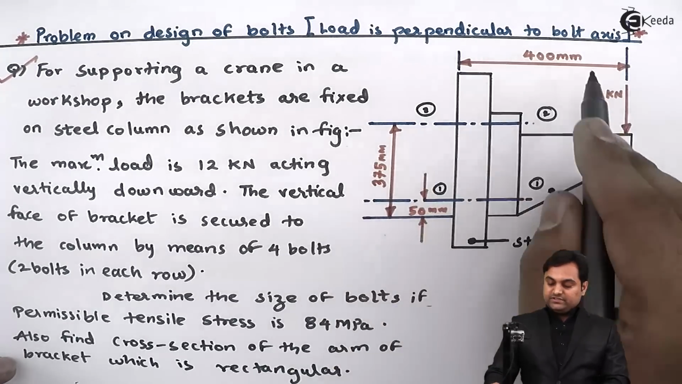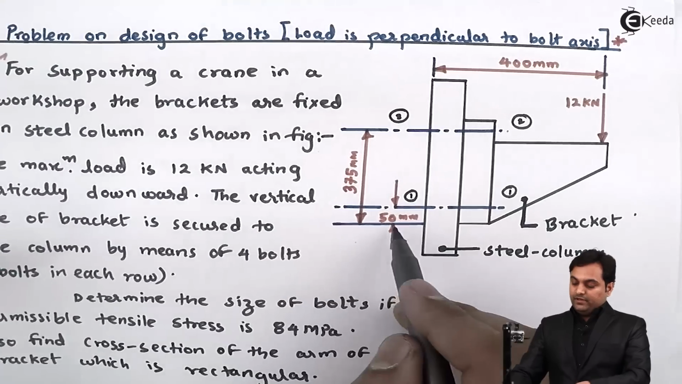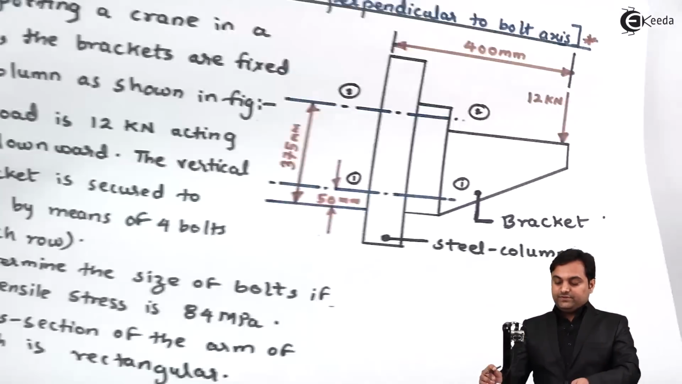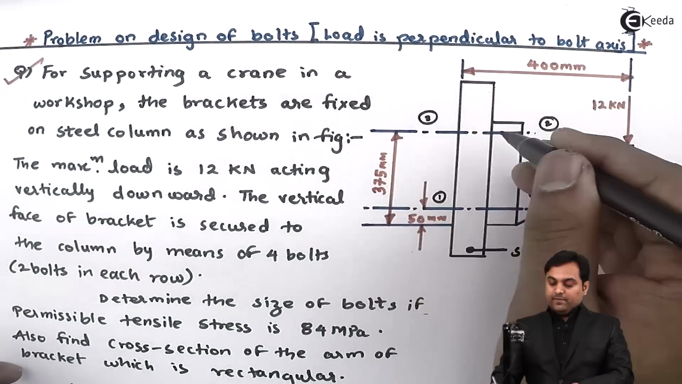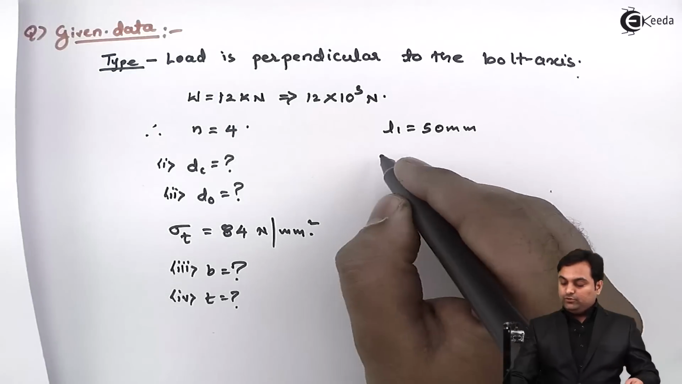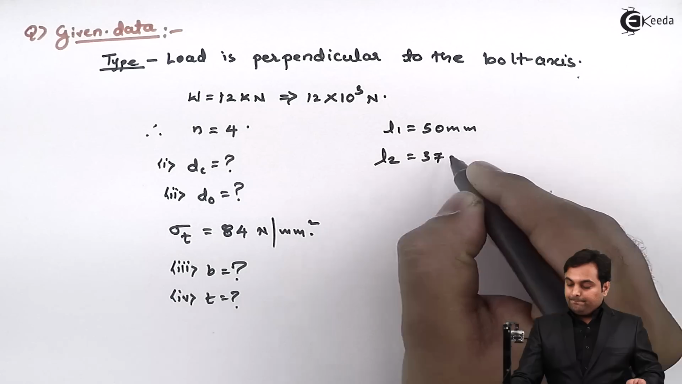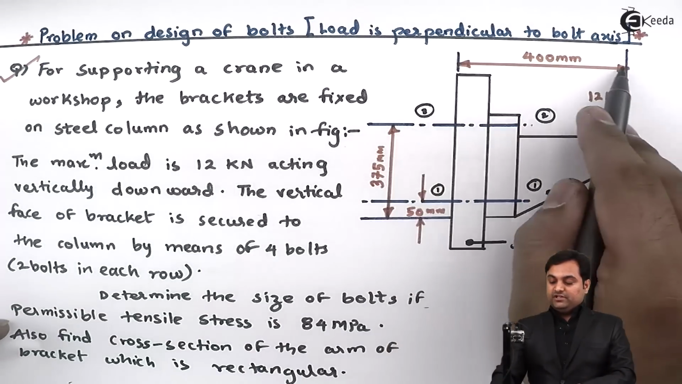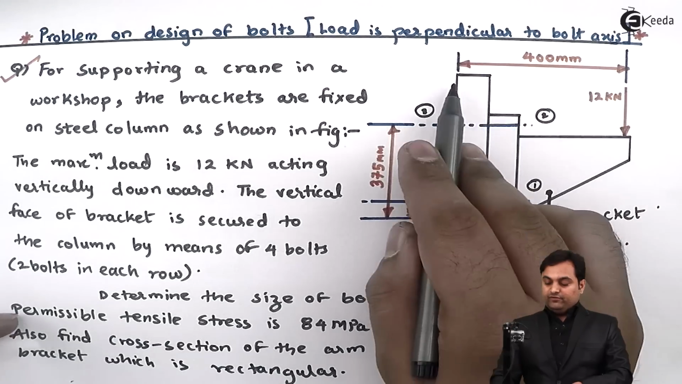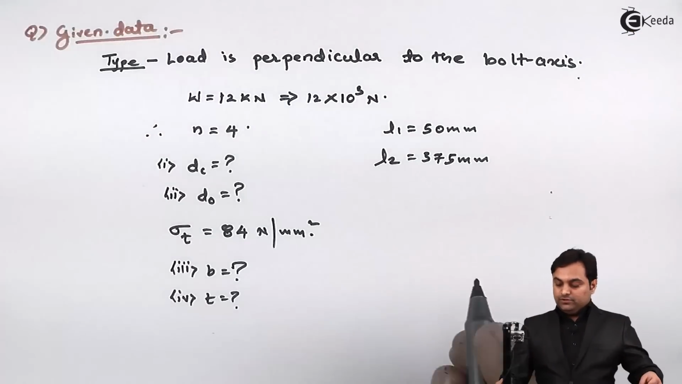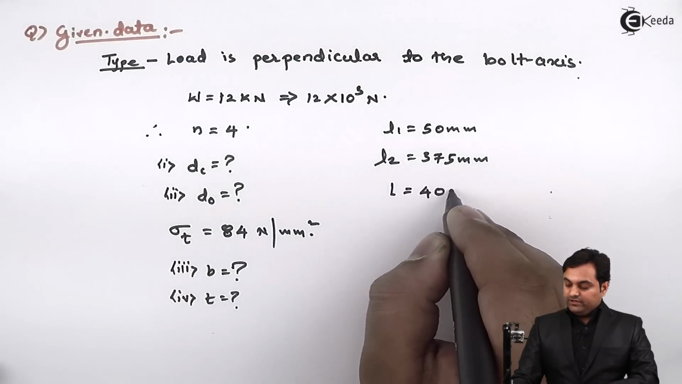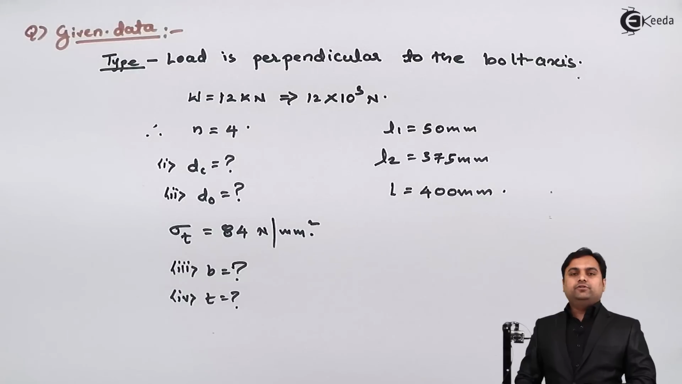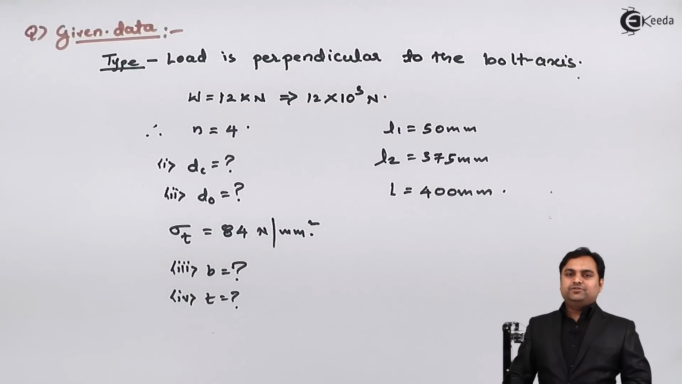Next, they have given the distances. I'll write the values. 50 mm, it is L1. Next, 375 mm, where the second section is there, it will be L2. Then 400 mm is the length of this load from the steel column. So capital L is equal to 400 mm. Now this is the question we have in front of us. Let us try to get the solution for this problem.